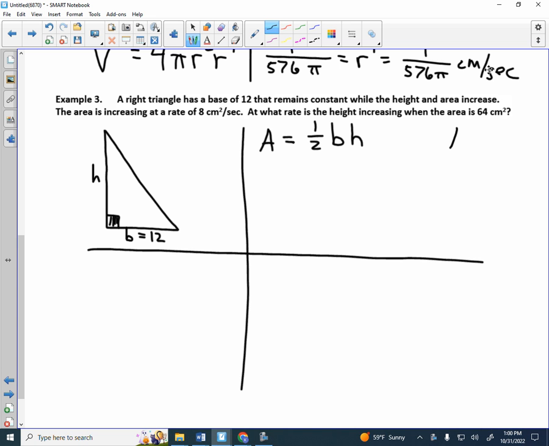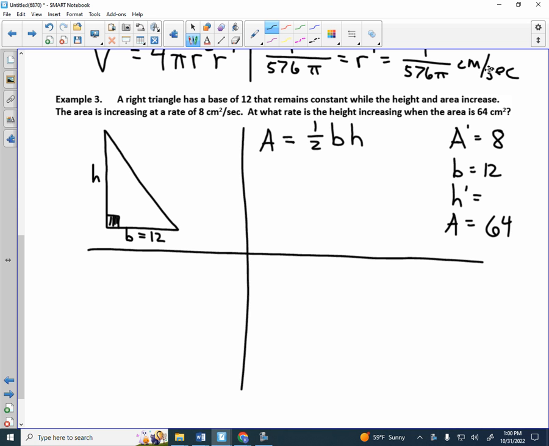What is our known A prime? A prime is 8. B is equal to 12. What else? We're looking for what? H prime. Excellent. That's so important that you identify. I'm trying to find H prime. We are given something else in this problem. What are we given? Constant area is equal to 64.